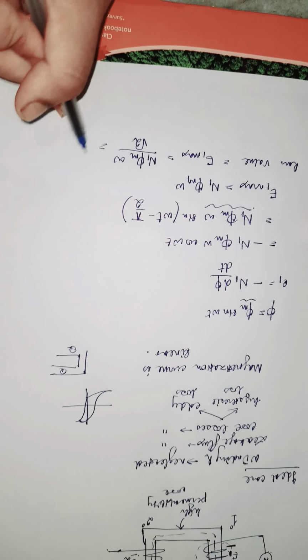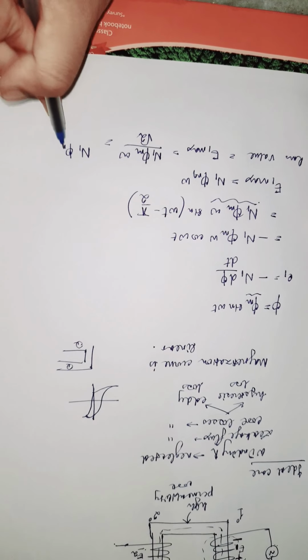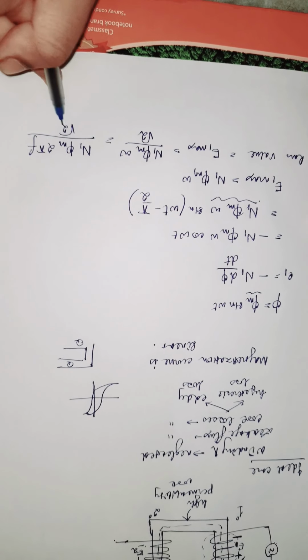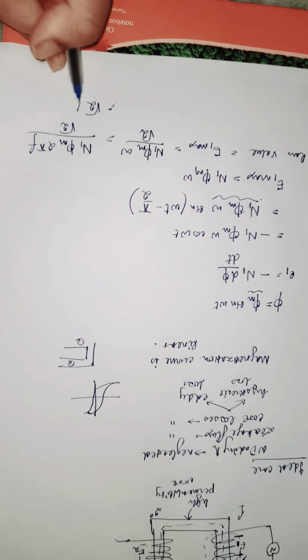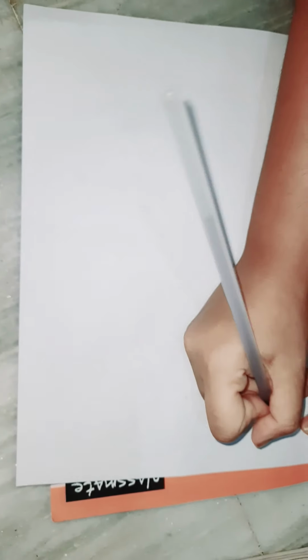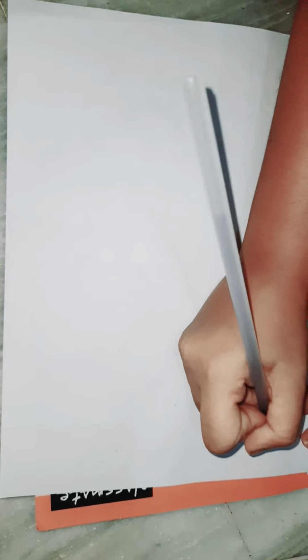Also, if you want to write it in terms of frequency, this is angular frequency over here, and you can simply write it as root 2 pi f phi m N1. So we got our E1. Now we'll proceed to E2.